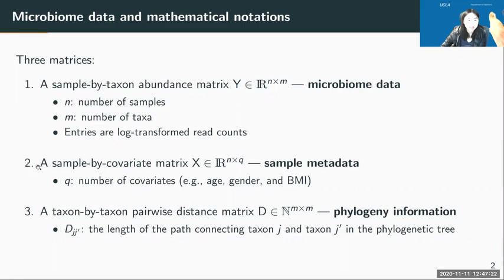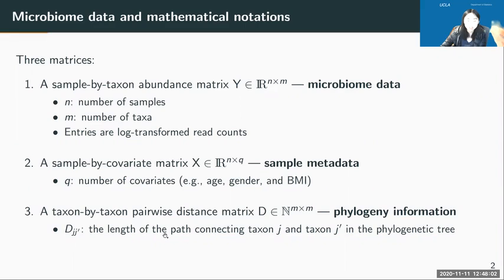You can consider this to be the number of species or the number of phyla, depending on the level of taxa you define. And the second matrix is a sample by covariate matrix, which is usually called sample metadata. Here we have the same n rows corresponding to the n samples and q columns corresponding to the number of covariates. Example covariates include age, gender, and body mass index of the people of those samples.